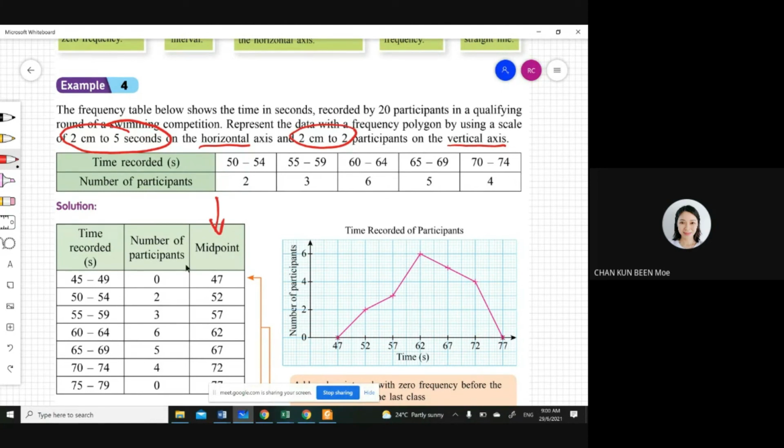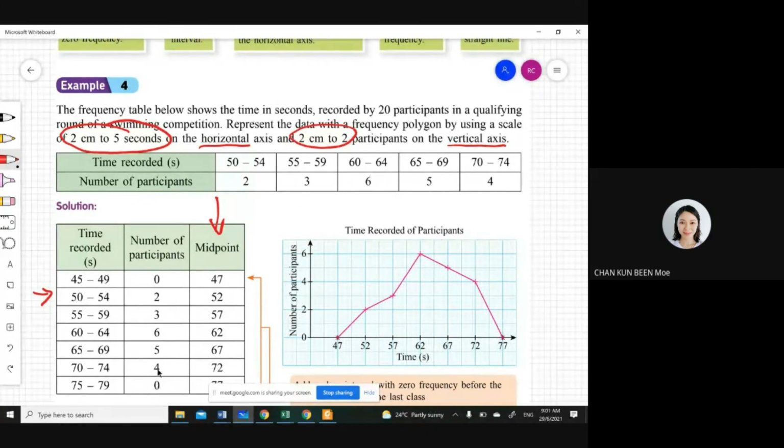So to find the midpoint again, can you tell me the formula to get a midpoint here? Lower limit plus upper limit divided by 2. Very good. So if you look at the class given, 50 to 54, the midpoint will be 50 plus 54 divided by 2. I get 52.